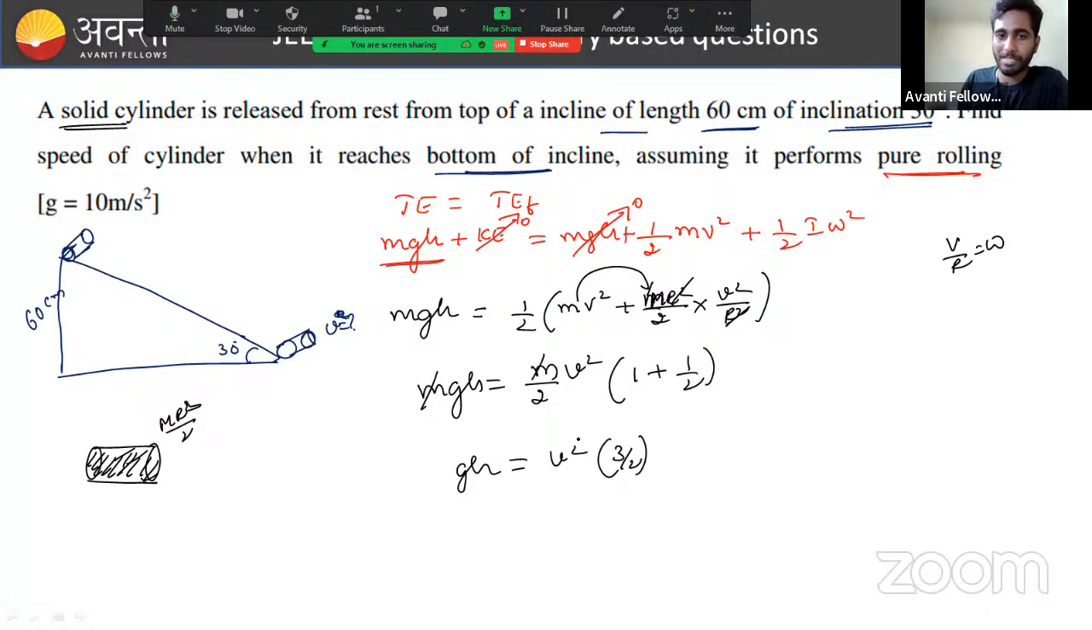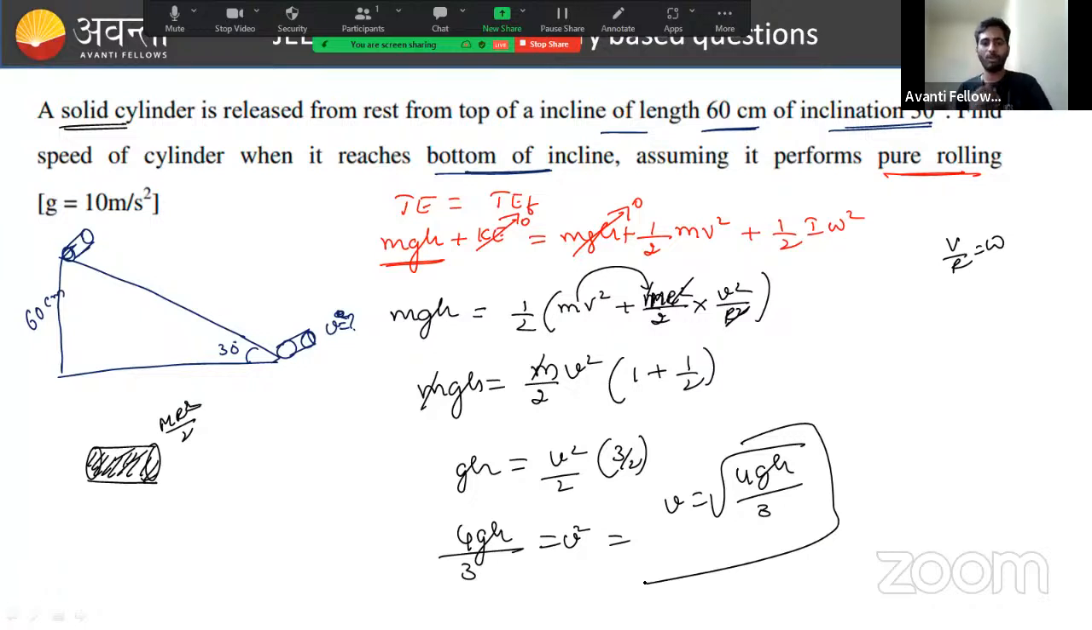Now 2 is already there, so send it to the other side. 2 times 2 is 4, so 4 times gh divided by 3 is equal to v square. If you want v, then v is equal to the square root of 4gh divided by 3. This is the value of the final velocity at the bottom point. Is it clear? Let me know in the chat box quickly.